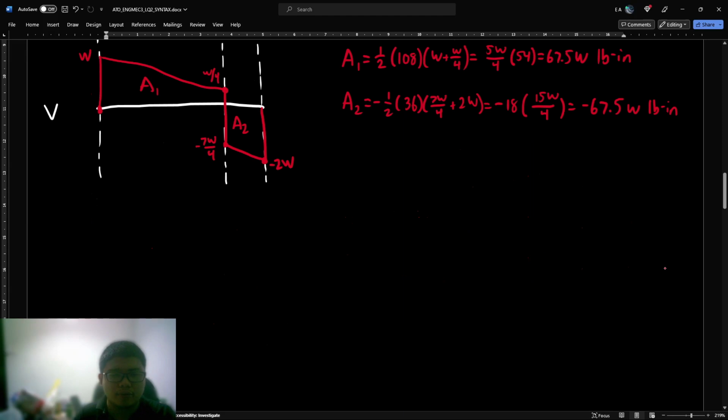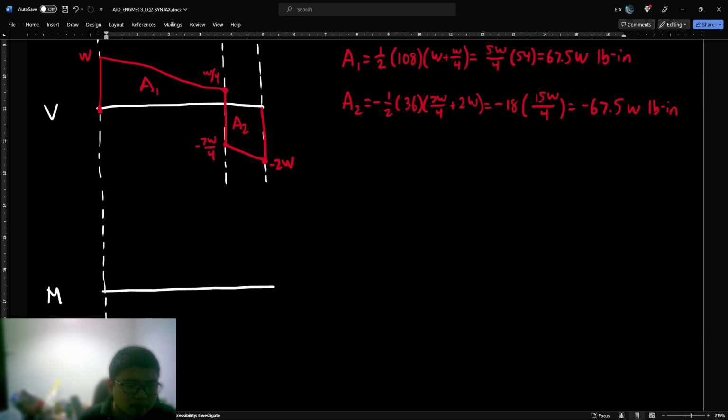Okay, now that we know the areas, we can now draw our moment diagram. So we start off at 0 because there are no external loads or external moments. And then we go up to 67.5 W. This is in pound inches. And then we go back down to 0.